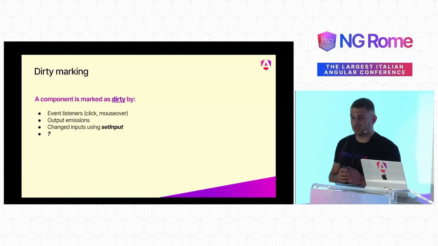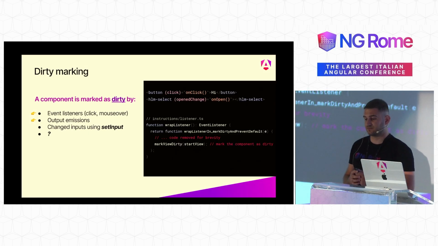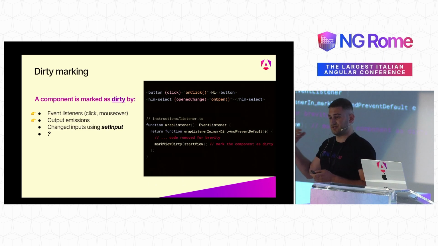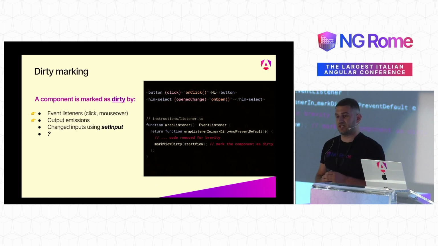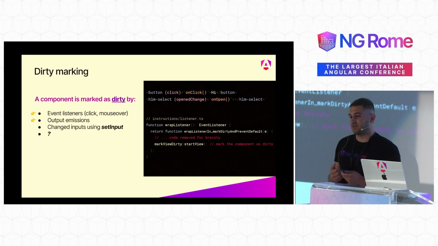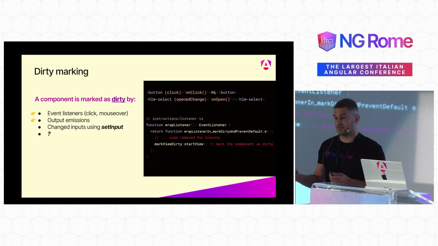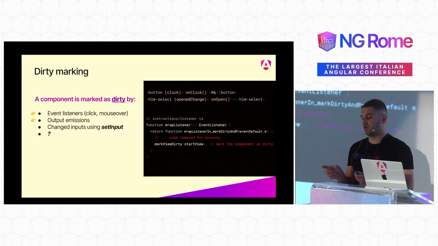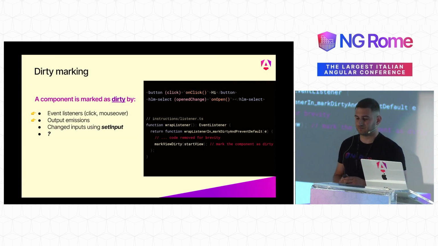A component is marked as dirty by event listeners, things like click, mouse over, and output emissions. Let's say we have a button where we register a click handler, and a select component that has some open change output emission. Angular under the hood will create something like the wrap listener that we have here. Inside that wrap listener, we have the wrap listener and mark dirty method, and that mark dirty will call this mark view dirty code, and that will just mark the component as dirty.